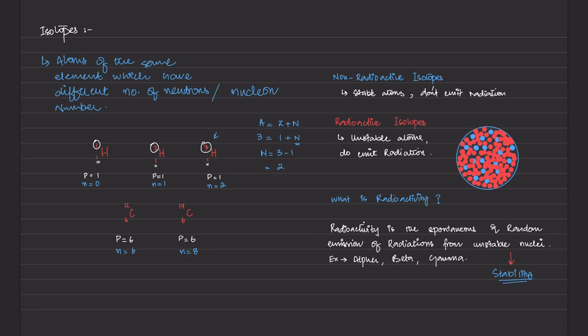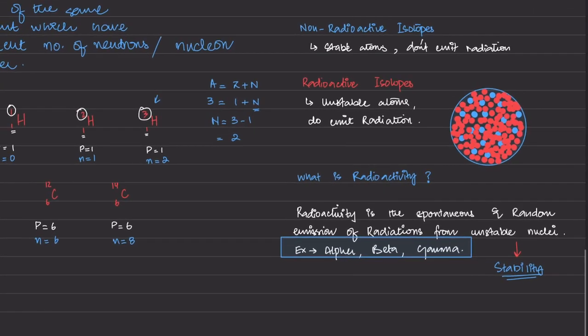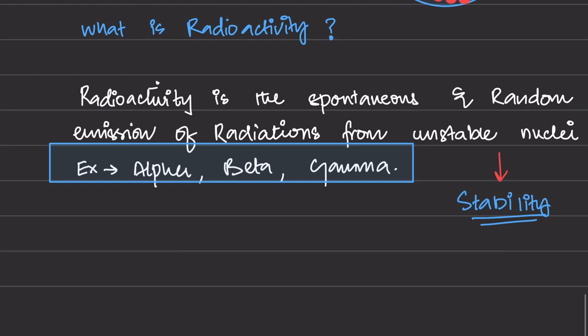Over here, I've mentioned these three terms: alpha, beta, and gamma. These three are the types of radiation which we are going to be studying. There are alpha particles, beta particles, and gamma rays. We're going to talk about their natures, their charges, the ionizing power, and all these different features that we have.